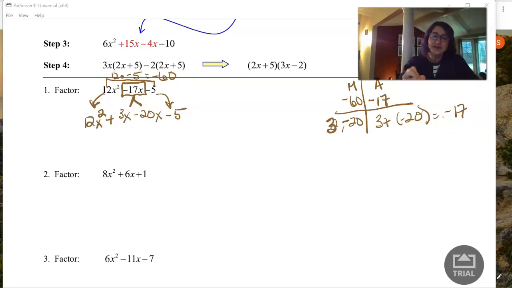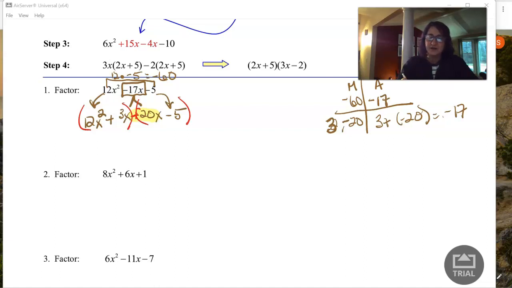So my third term, I have to be careful. It's subtraction. I want to change it to addition. So that's going to be plus a -20. So I'm going to put parentheses around the first 2 and the second 2 terms.